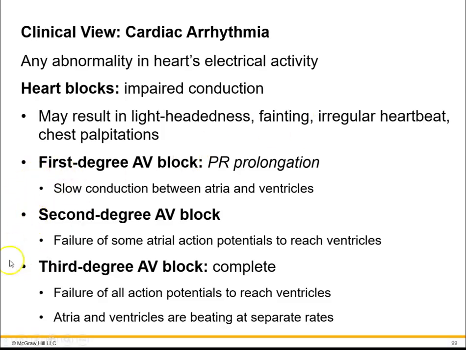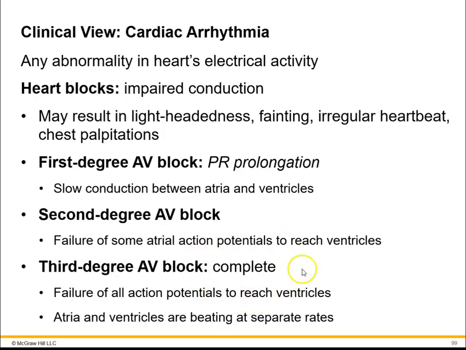There's several different kinds of heart block. First degree heart block or first degree AV block. This is when that PR interval gets longer. So this is indicating that there's slow conduction between the atria and the ventricles. Second degree heart block. This is going to occur when some of the atrial impulses fail to reach the ventricles. And then you have third degree AV block. This is also known as complete heart block.